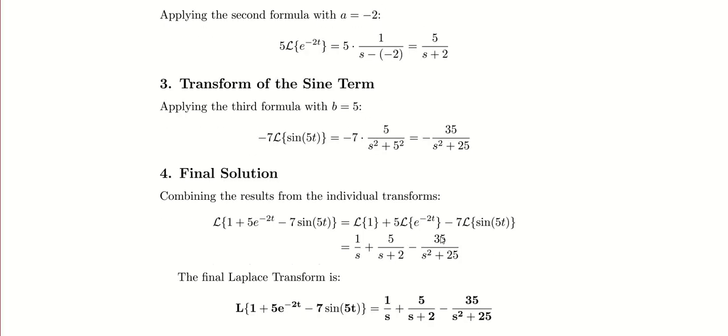So now we could just combine all three results to get the final answer of 1 over s plus 5 over s plus 2 minus 35 over s squared plus 25.